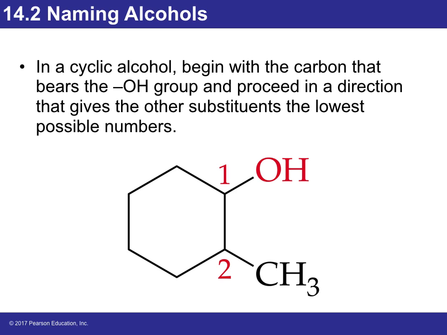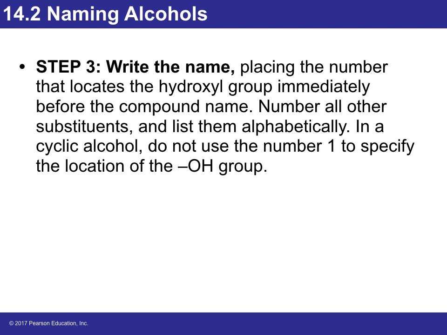When you have a cyclic alcohol, you need to start numbering the carbon atoms with the carbon that bears that hydroxyl OH group. Then you go in a direction, clockwise or counterclockwise, so you can give the other substituents the lowest possible numbers, always the same rule. So here I will go from number 1 OH, go down to my methyl, CH3. I won't go left 1, 2, 3, 4, 5 and get CH3 at the end. And then you just write the name, like we said before. Write down the number that locates the hydroxyl group immediately before the compound name.